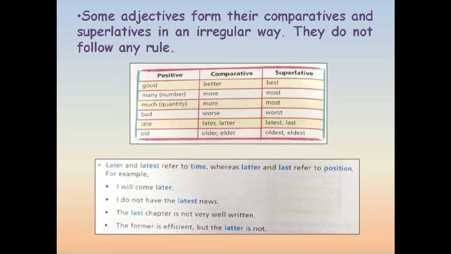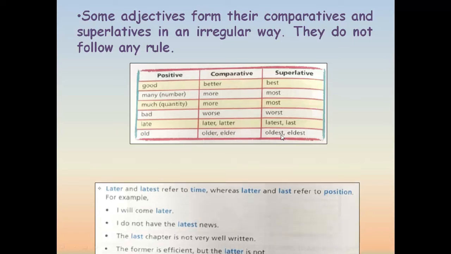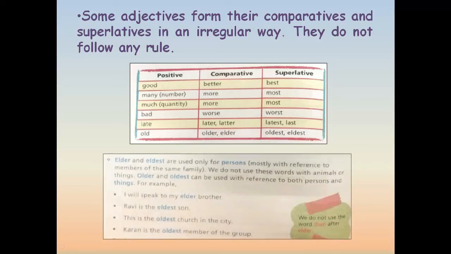Now we will understand the difference between older, elder and oldest, eldest. Let's see. Elder and eldest are used only for persons. Elder and eldest are only for when you are referring to human beings. You will use the words elder and eldest mostly with reference to members of the same family. When we are talking about people of the same family, we are going to use elder and eldest. Elder is comparative, eldest is superlative.